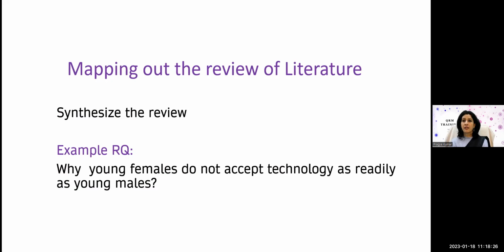The second thing is the mapping out of the review of literature. So you have to make a literature map. Now how to make that literature map? Like if this research question is why young females do not accept technology as readily as young males.